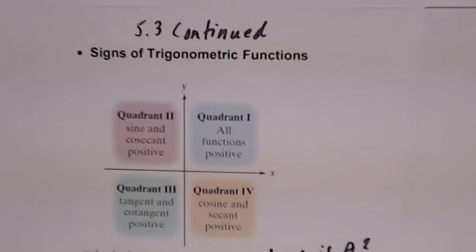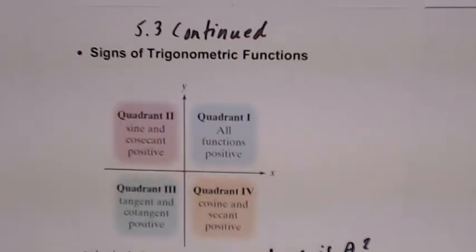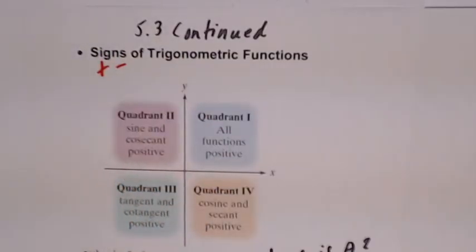So what we're going to be looking at now are the signs of trig functions. Notice signs, not sine like in sine cosine, but sign as in positive and negative. And as we've seen when we've looked at some of the trig functions in class, sometimes our trig functions have positive values and sometimes they have negative values. So we're going to see now where these come from.